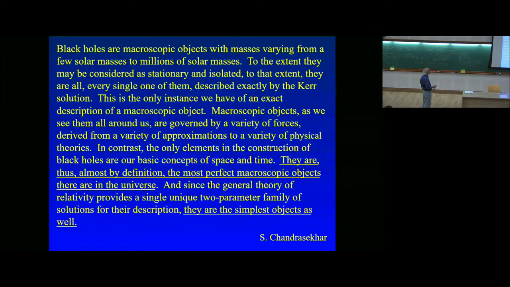Macroscopic objects, as we see them all around us, are governed by a variety of forces, derived from a variety of approximations to a variety of physical theories. In contrast, the only elements in the construction of black holes are our basic concepts of space and time. They are, thus, almost by definition, the most perfect macroscopic objects there are in the universe. And since the general theory of relativity provides a single, unique two-parameter family of solutions for the description, they are thus the simplest objects as well.